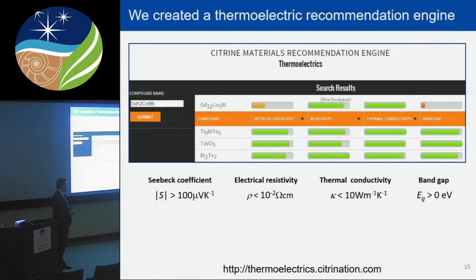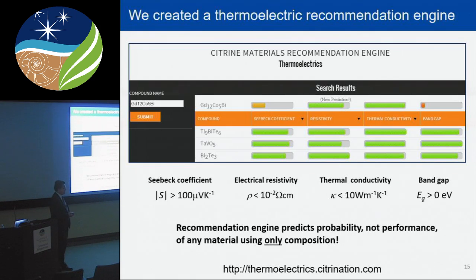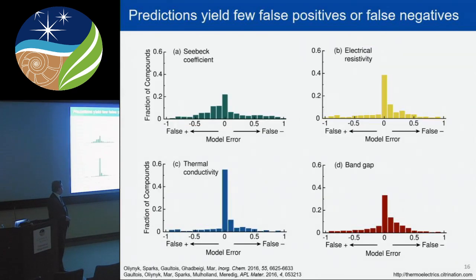So in this case, we had to set up criteria for decent thermoelectric materials. For example, thermal conductivity has to be less than 10 watt per meter Kelvin to be considered a promising thermoelectric material. These are just criteria that we decided to select. And it's only using composition to make a prediction.